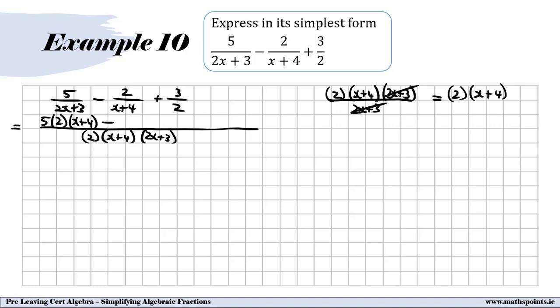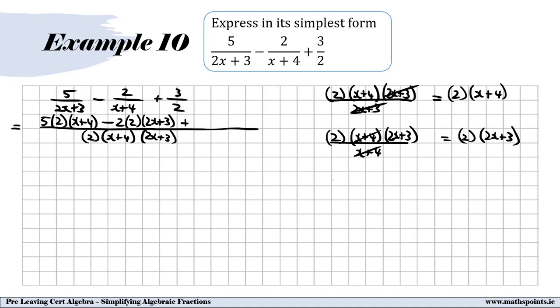Minus the middle term, the same thing. We're going to divide the common denominator, 2 on x plus 4 on 2x plus 3, by the denominator of our second fraction, which is x plus 4. And if I divide those in, I get 2 on 2x plus 3. So what do I have to multiply 2, the numerator of my second fraction, by? I have to multiply it by 2 on 2x plus 3.